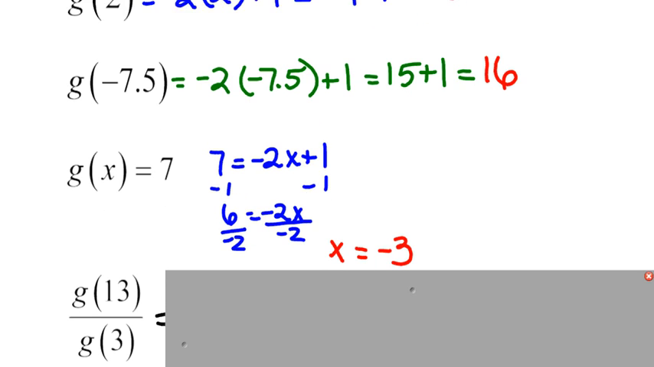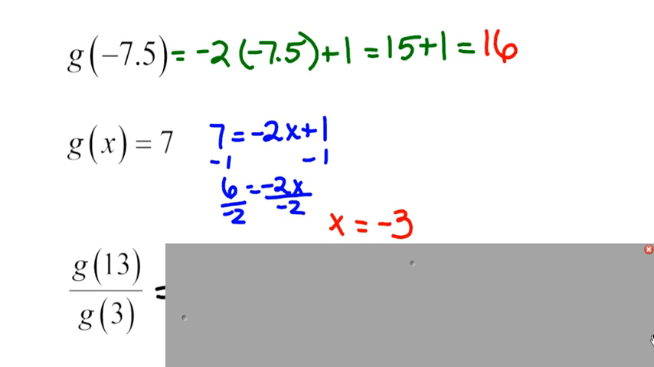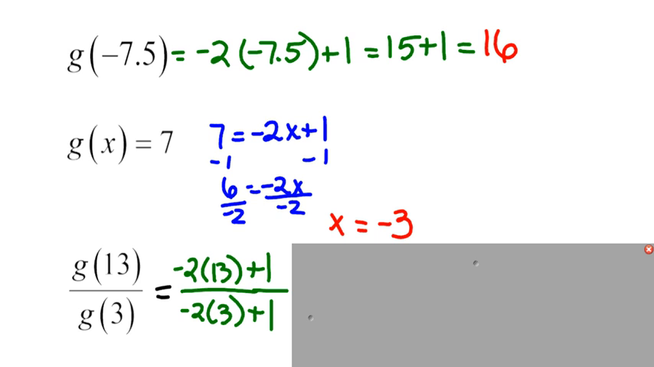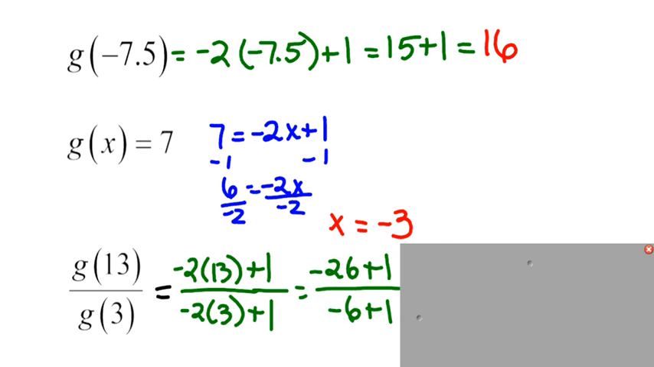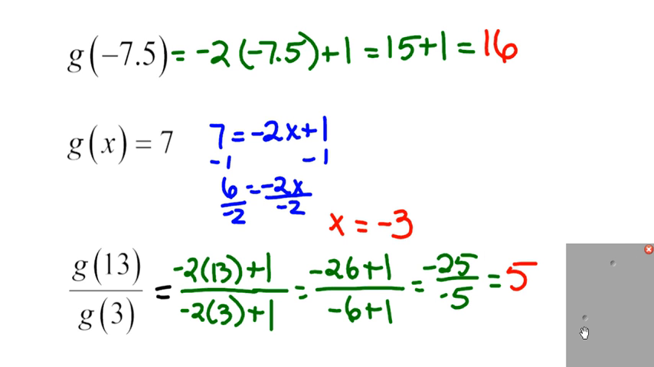So for that one, we have to evaluate the function twice. We're going to substitute 13 in for x and 3 in for x and see what results. So we're going to have in our numerator a negative 25, because we had a positive 1 there, my mistake. And then we have a negative 5 in our denominator. So we have negative 25 over negative 5. Well, a negative divided by a negative is a positive, and 25 divided by 5, that's 5. So g of 13 divided by g of 3 is equal to 5.